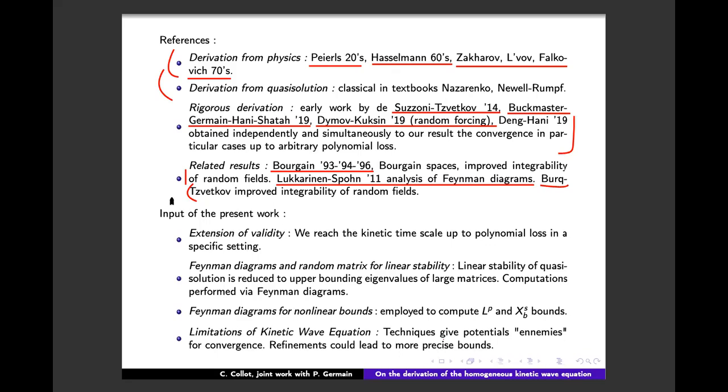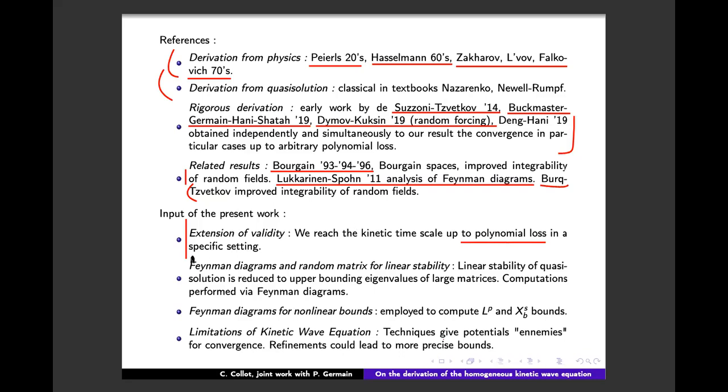So in the present work, if I want to tell you what is new, it is the following. Before, the kinetic time was not reached. Here we can reach the kinetic time up to an arbitrarily small polynomial loss. I forgot to put it here, but this polynomial loss is arbitrarily small. So we can almost reach the kinetic time.